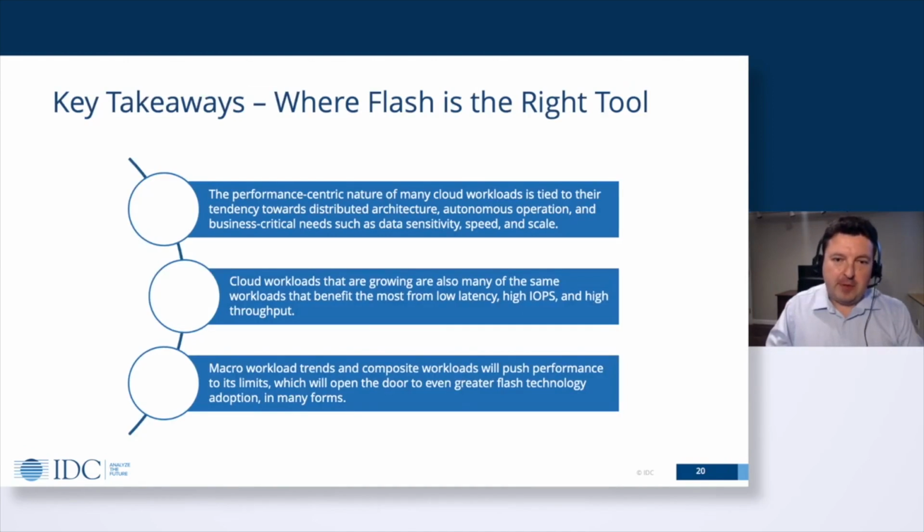So in summary, we've gone through some ideas about how to think about the intersection of workloads, cloud, and Flash technology. Ask yourself whether Flash, as well as other tools, are the right tools for the problems that you are trying to solve. When deploying cloud workloads, consider their performance-centric requirements and how they are tied to the architecture, operation, and business needs such as data sensitivity, speed, and scale. Remember that many of the cloud workloads that you might be deploying or expanding over the next few years are also many of the same workloads that benefit most from low latency, high IOPS, and high throughput.